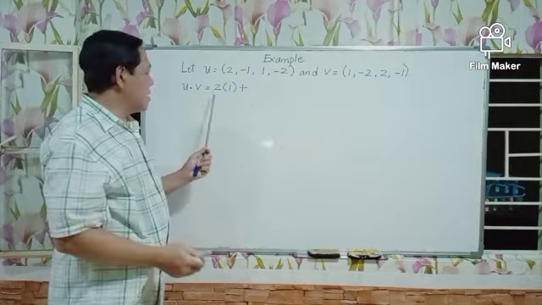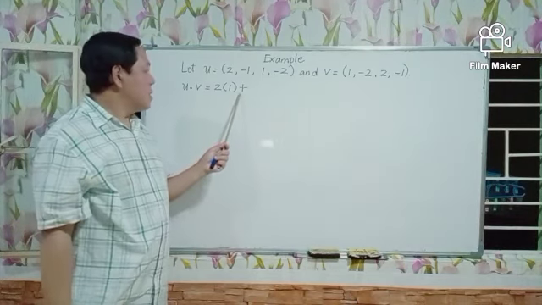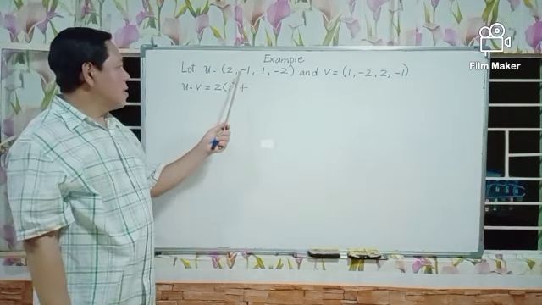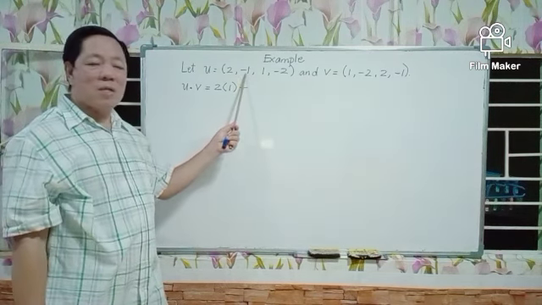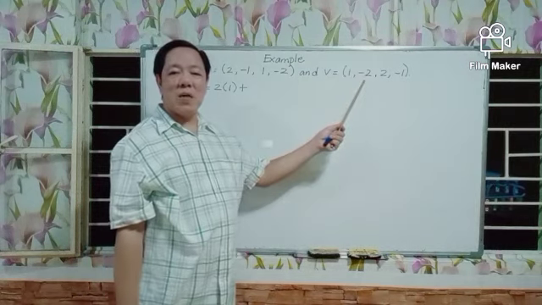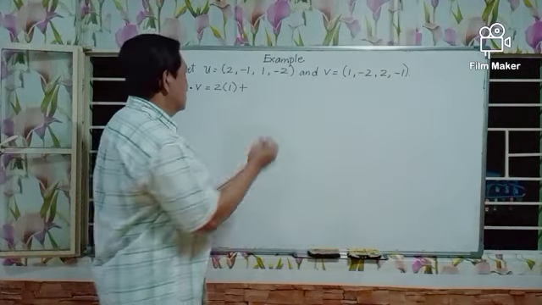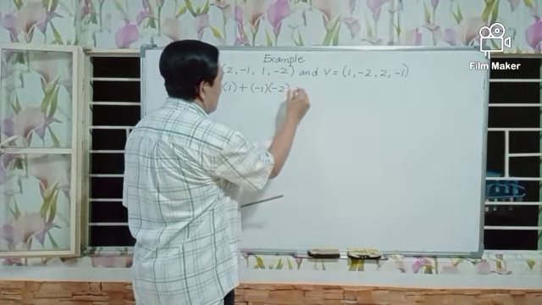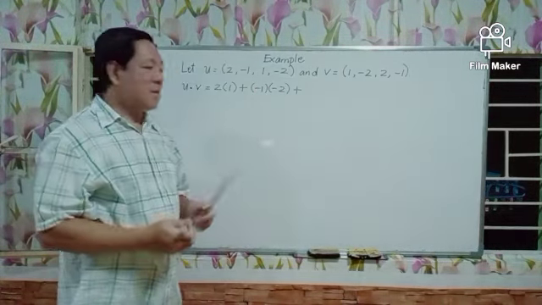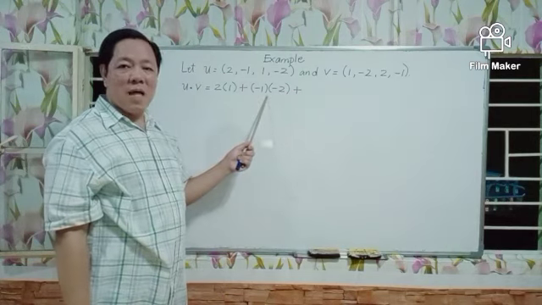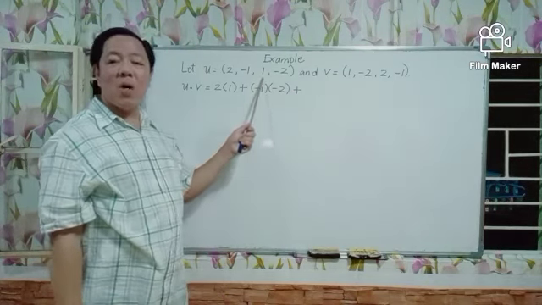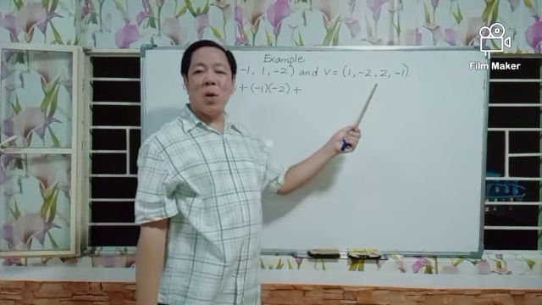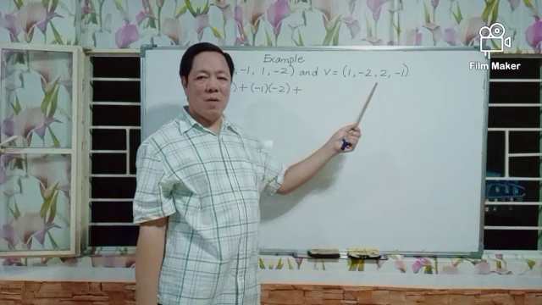And this product is added to the product of the second coordinates of the two vectors. Negative 1 is multiplied by the corresponding coordinate of v, negative 2. And this product is added to the product of the third coordinates of the two vectors. 1 is multiplied by the corresponding coordinate of v, 2, 1 multiplied by 2.